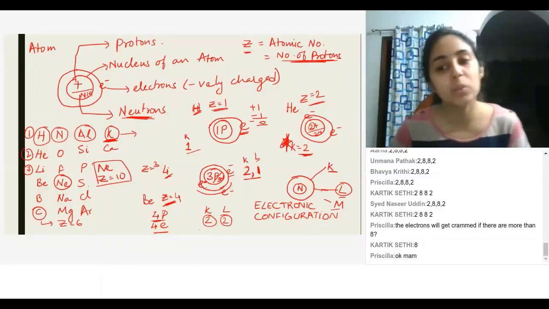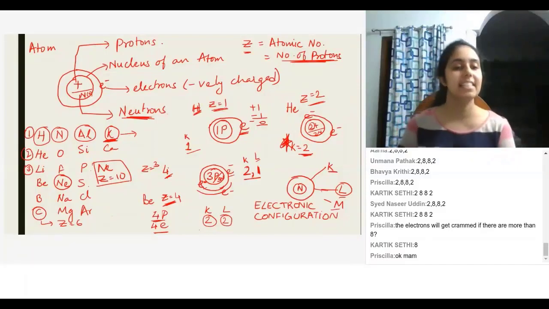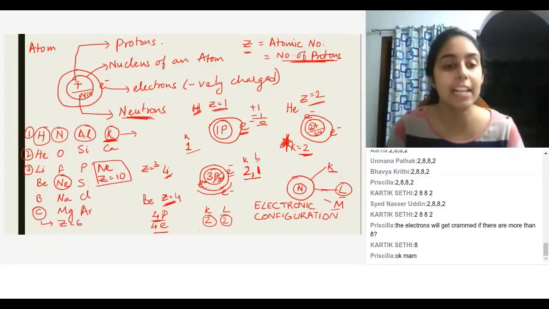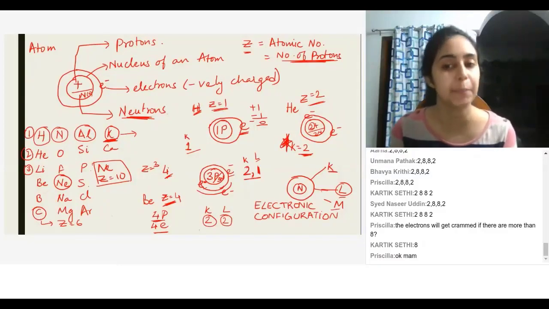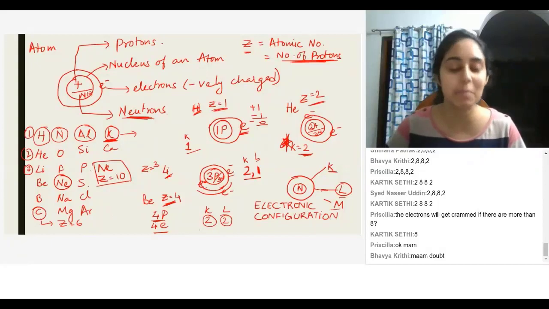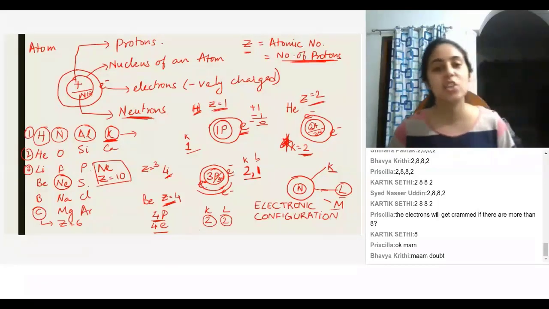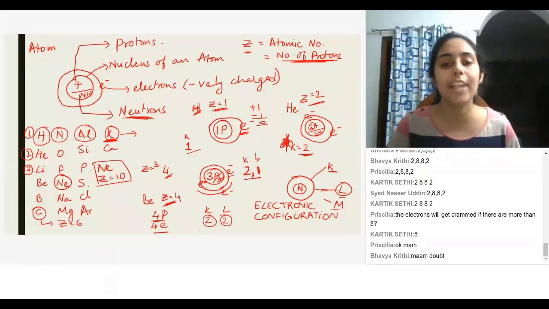Let us study about what valency is. Now, valency is nothing but the number of electrons that are present in the outermost shell of an atom. Yes, it is also the combining capacity of an element. So can you tell me what is the valency of calcium?